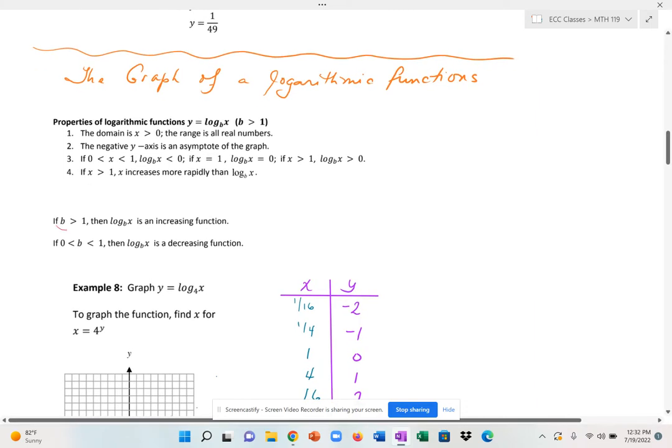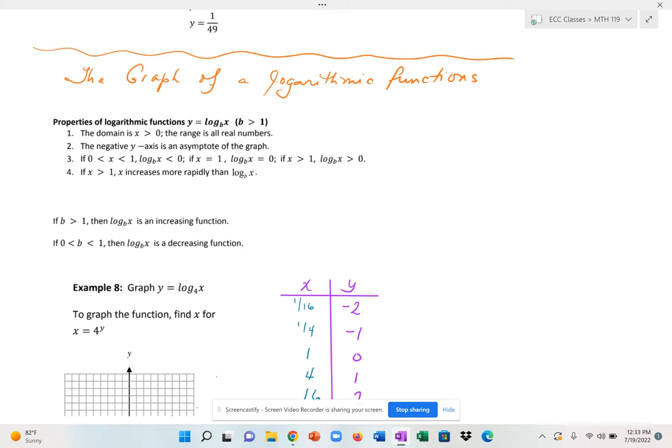If the base is greater than 1, remember the base has to be positive, the logarithmic function will be an increasing function. If your base is between 0 and 1, it will be a decreasing function. So remember, we also had a difference in the behavior when we were graphing the exponential functions discussed in the previous 2 sections.